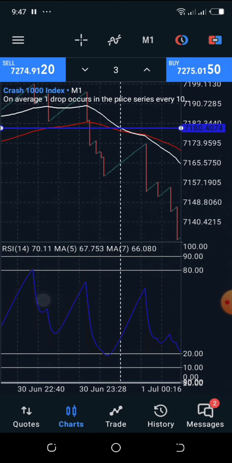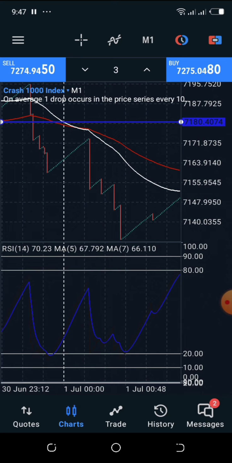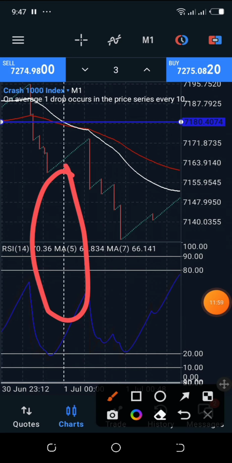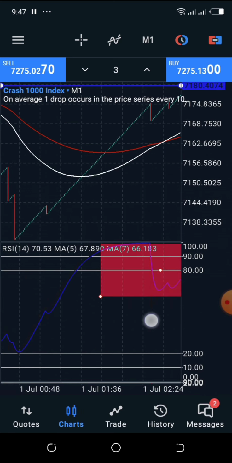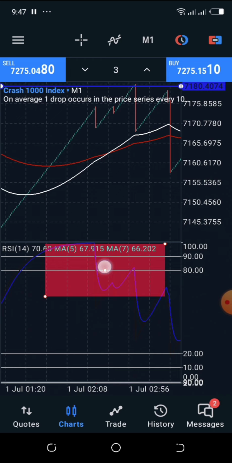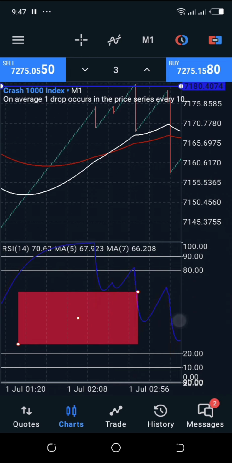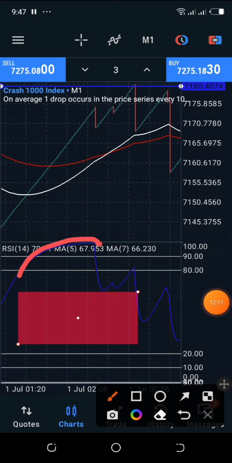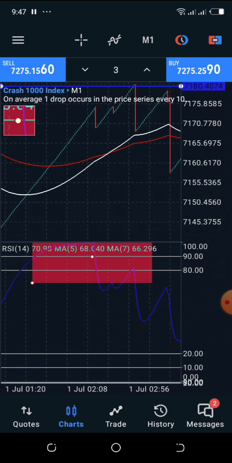So what are the confirmations? The first one is use it on the Crash 1000. Second one, it is on 1 minute. Third one, trade it at the period separator, that's at the beginning of the day. Then the fourth one, wait for your expansion. This is what I call expansion, when this guy expands like this and then touches level 100. Then fifth, wait for it to drop, touch level 80, place your sell at that particular zone, and then you enjoy your spike, guys.